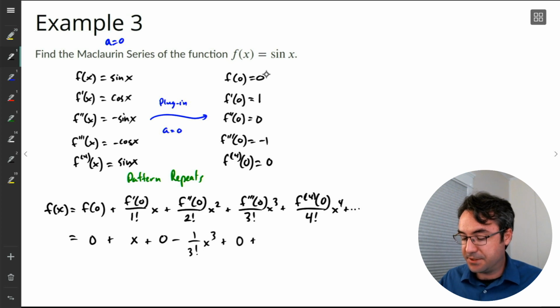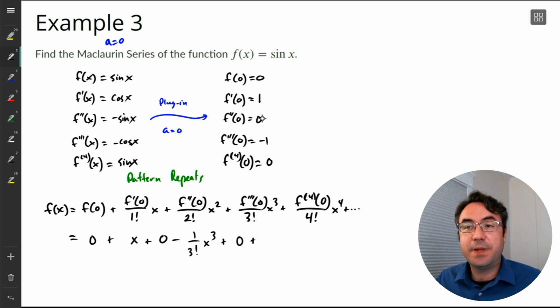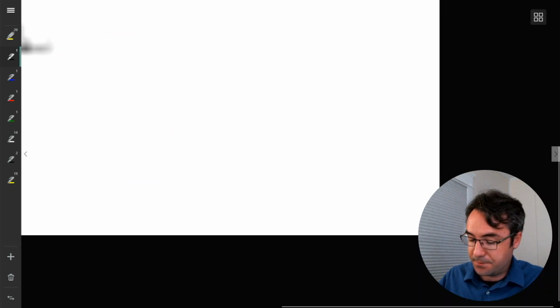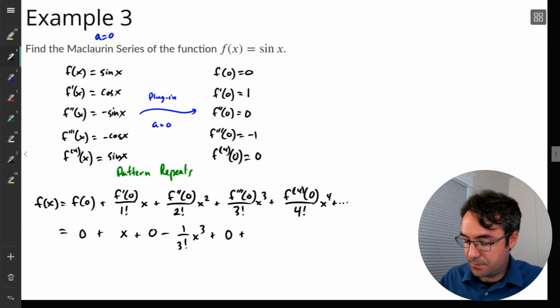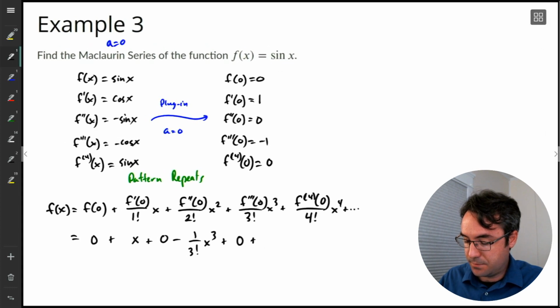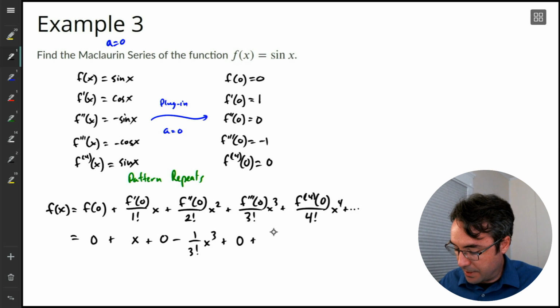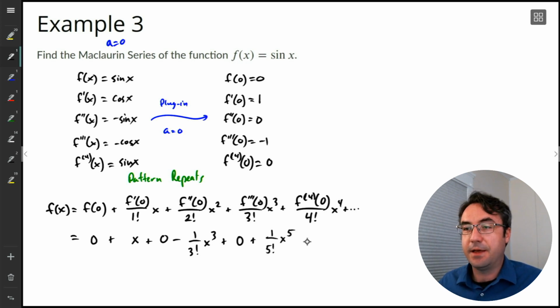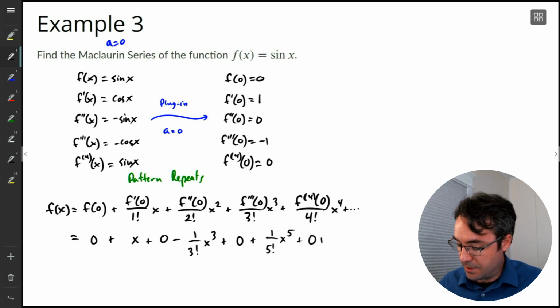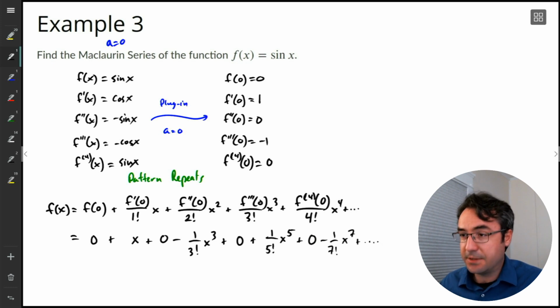And you could guess, this pattern starts repeating at n equals 4. So when we have our fifth derivative, what are we going to end up with? Well, we're going to end up with 1 over 5 factorial, x to the fifth, and then plus 0. And then we'll have minus 1 over 7 factorial times x to the 7, and so on.